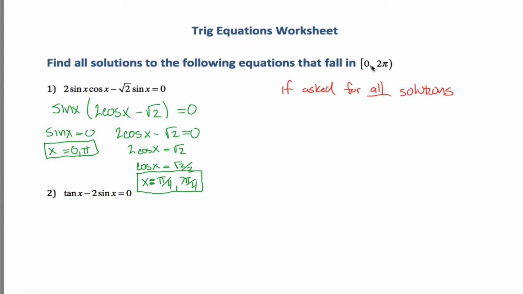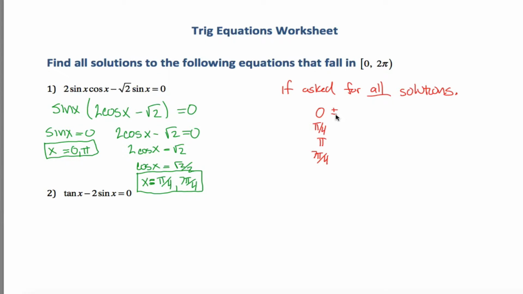So not just all solutions in this range, but all solutions, period. Then what you've got to do is say, well, not only is 0 a solution, and pi over 4, and pi, and 7 pi over 4, those are all solutions, but if I add 2 pi to any of those angles, I'll get another solution, because adding 2 pi to an angle makes no difference.